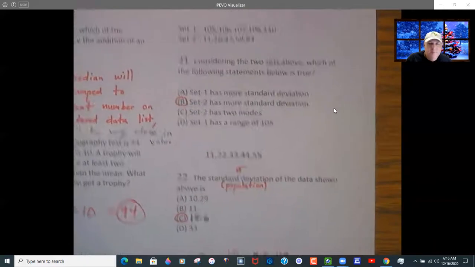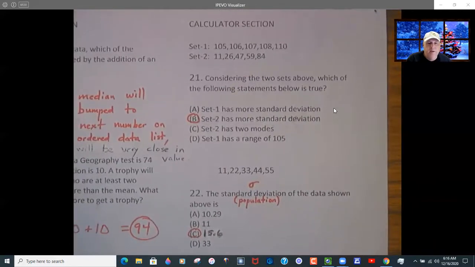Problem 21, standard deviation is the measure of the spread of data. So what data is more spread out? Set 2. And then set 2 does not have 2 modes. The mode is the most repeated value. Set 1 has a range of 105. That's not true. It has a range of 5.